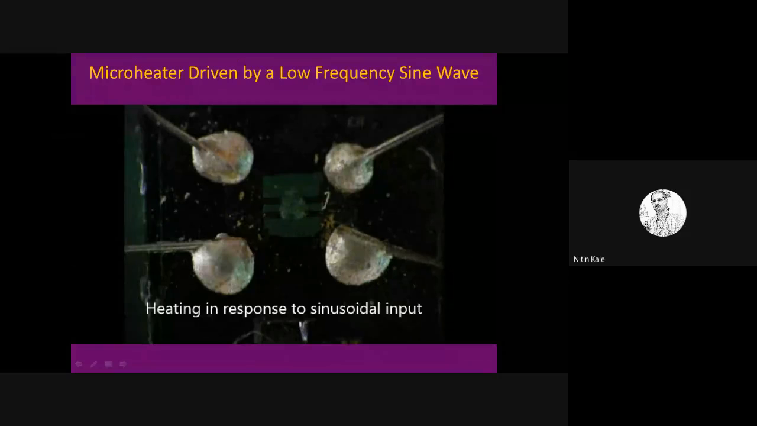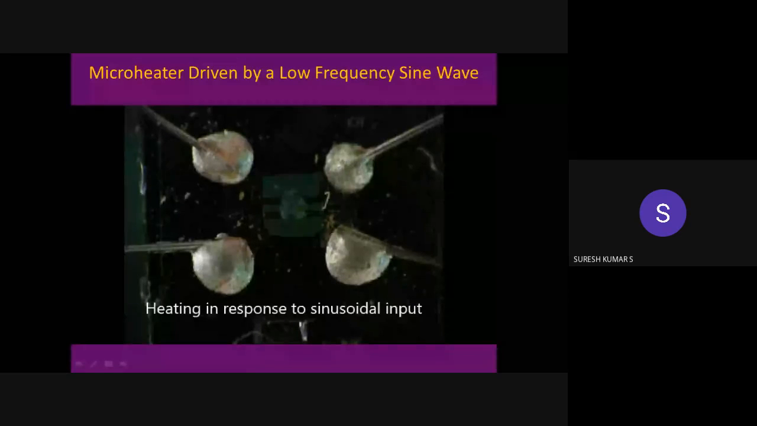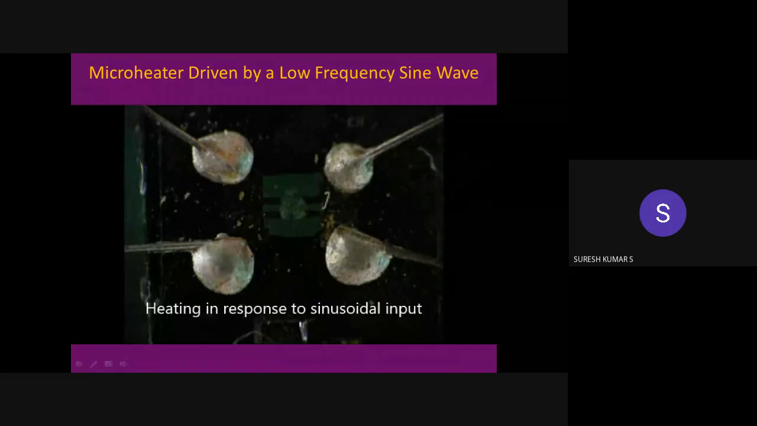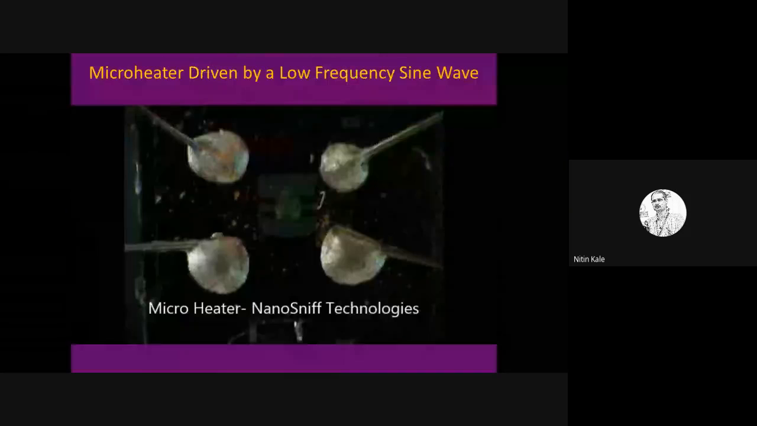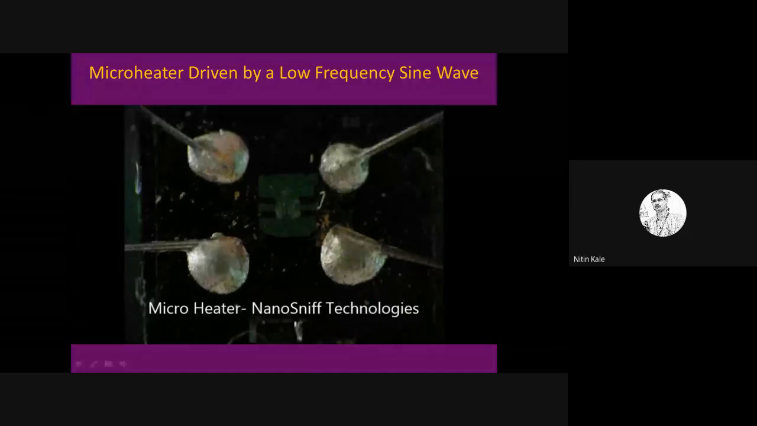Sir, I have one question. What is the material used here to make this heat by giving the low frequency sine wave? The material is platinum. So for some reason, I think it's not playing. Anyway, I'll go to the next slide, or maybe come back and try to play.